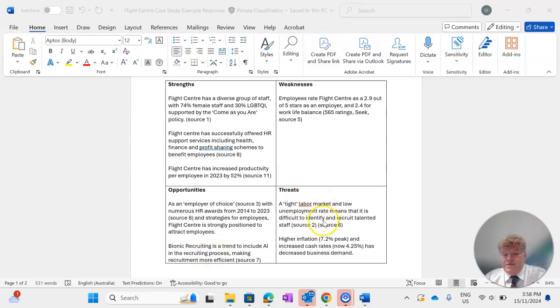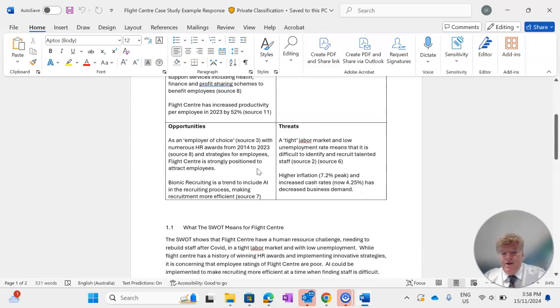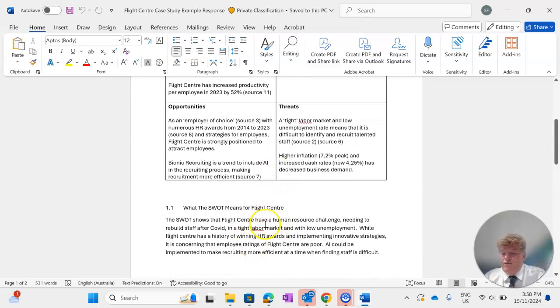Threats. The economic situation at the moment is there's a tight labour market, and for the business more generally, high inflation and increased cash rates. Now, they're just the points that I've popped in there. I've then put, what does the SWOT mean for Flight Centre? So that's that little bit of analysis, that third dot point in this one.